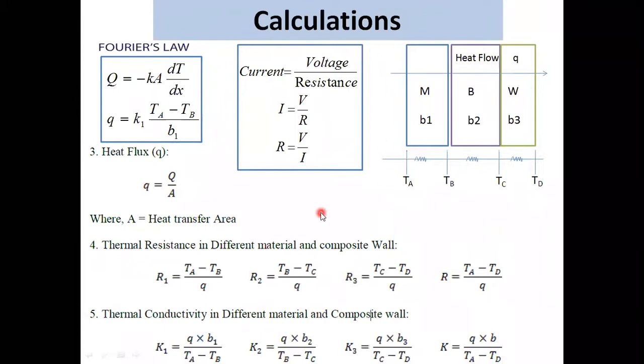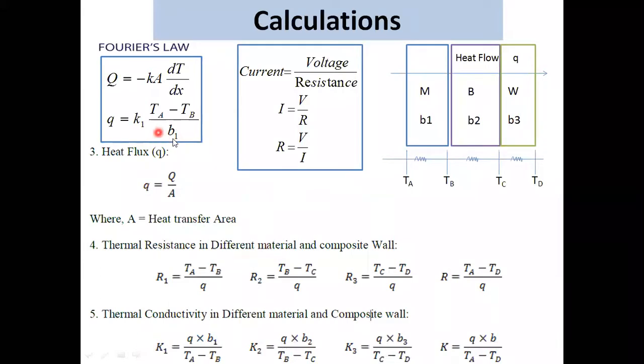So now we'll do some calculations. So if you see here, Fourier's law Q equal to minus K dT by dx, and Q by area, that is capital Q by area, will give you the heat flux. So heat flux is the heat supply divided by area. Here K, that is K1 if you are considering mild steel, and TA minus TB is the temperature gradient across the mild steel, and this is the thickness of mild steel. So from this equation you can calculate the conductivity for all the three materials.